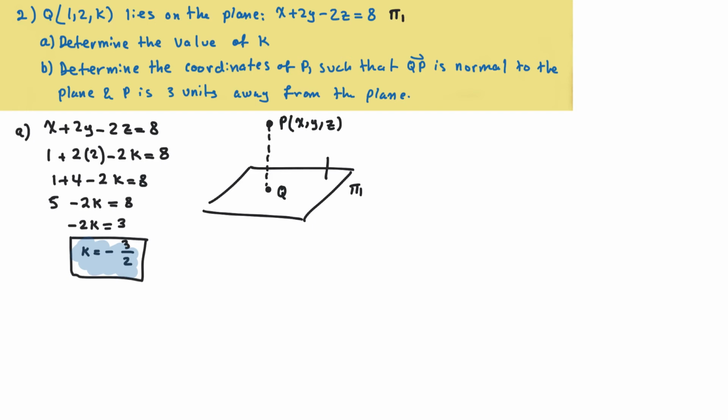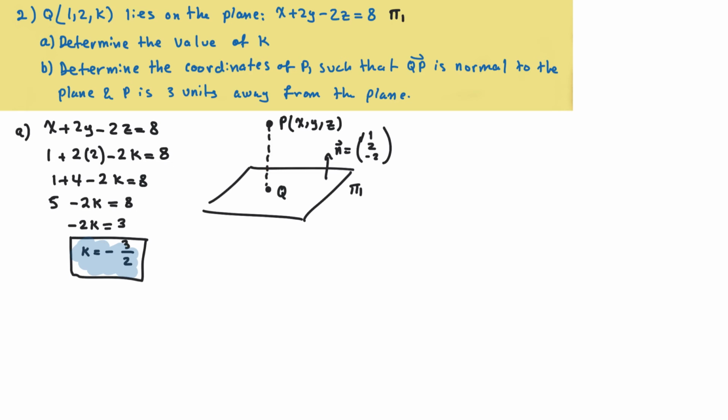Well, we know the normal to our plane. Luckily, our equation is given to us in Cartesian form, so the components of the normal are going to be the coefficients of x, y, and z. Coefficient of x is 1, coefficient of y is 2, coefficient of z is -2. Well, that's very nice. Now we know in which direction the vector is actually going.